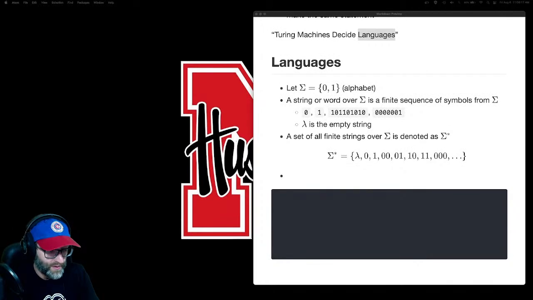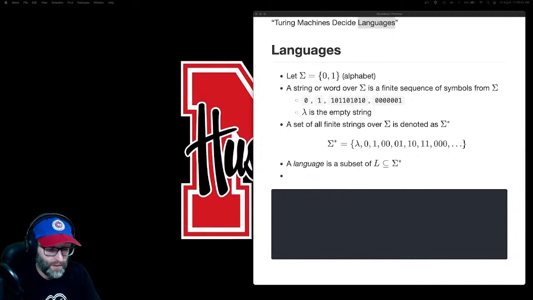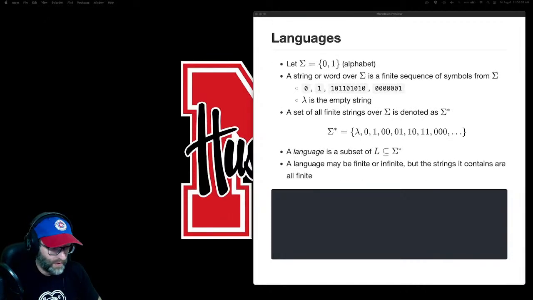Therefore, what is a language? A language over sigma, of course, is a subset of the set of all strings, sigma star. There we go. So it's just a subset of finite strings. Now, a language can be infinite itself. A language may be finite or infinite, but the strings it contains are all finite. Okay? So that's what we're talking about here.